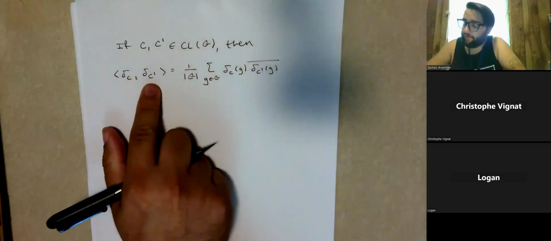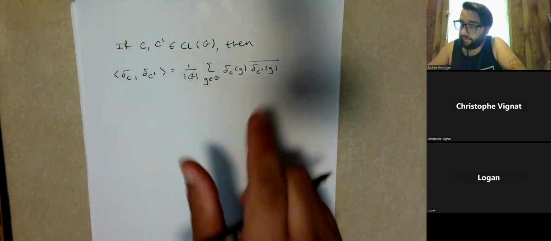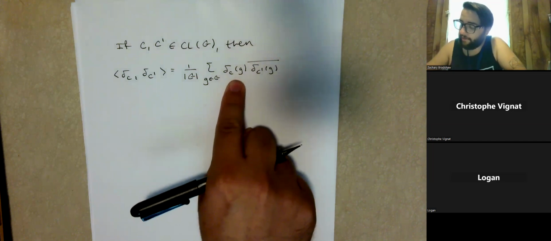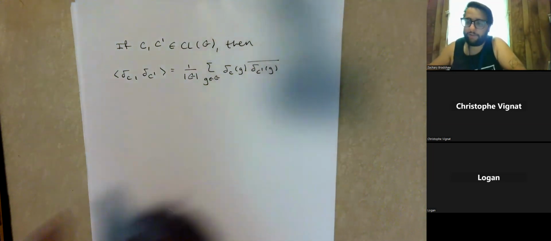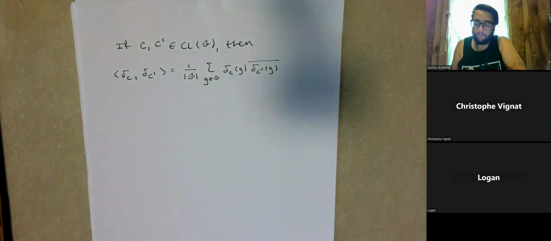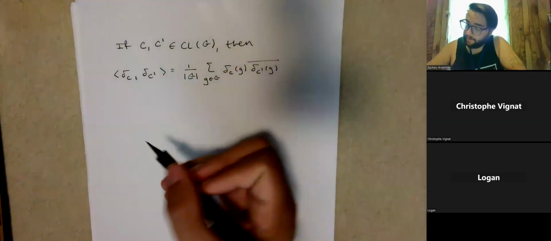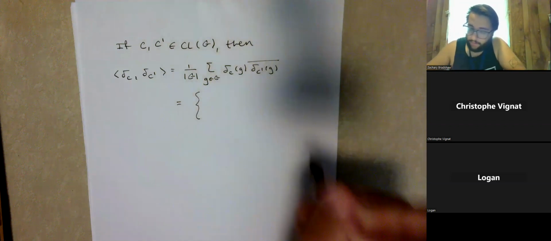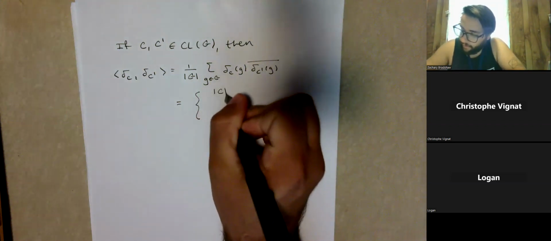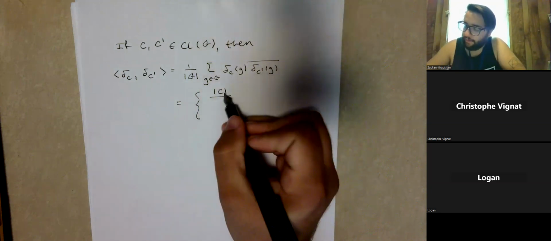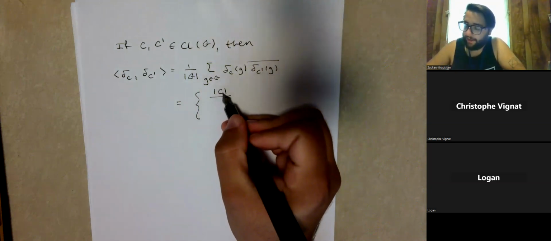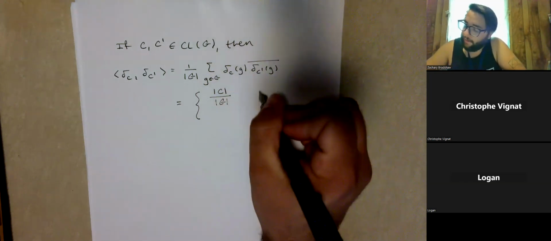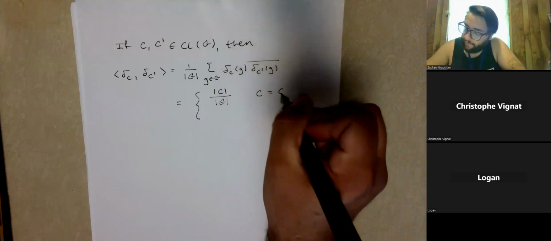So the inner product of F and G is the average over the elements g of G of the first function evaluated at g times the complex conjugate of the second function. And in this case, what is this equal to? Well, this is equal to the order of C, the number of elements in the conjugacy class C, over the number of elements in the group, if C is equal to C prime.